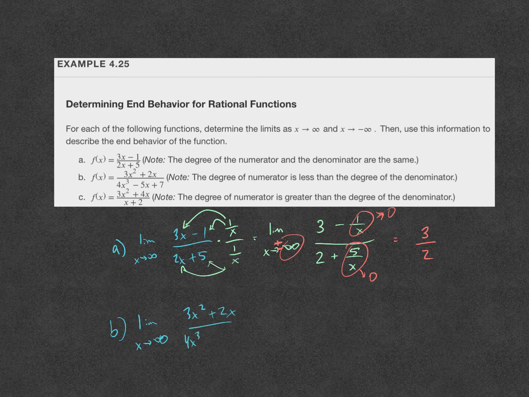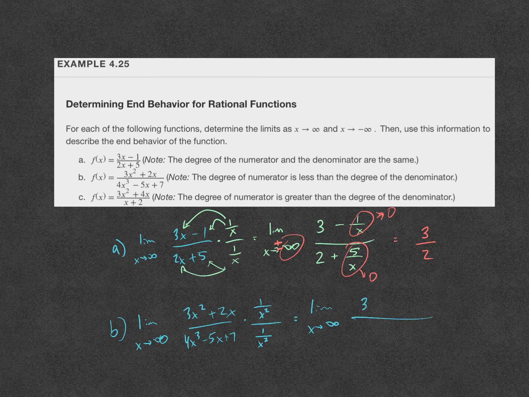Divided by 4x cubed minus 5x plus 7. I'm going to multiply, well, actually I'm dividing by, but I'm showing it as multiplication, the largest degree in just the numerator, but I'm applying that to both the numerator and the denominator. Okay, and I'm left with the limit as x goes to infinity.